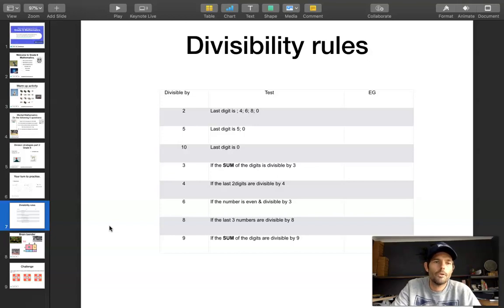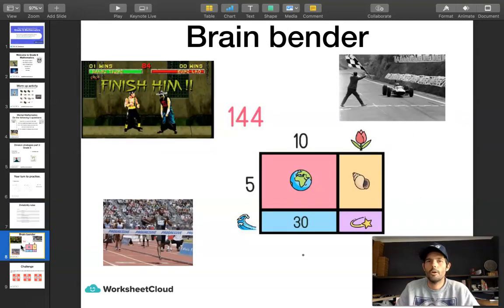Okay, next for you, I've got your brain bender. This is our second last activity. So go ahead and work it out, and then I've got a challenge for you that you can work out for tomorrow. Off you go.